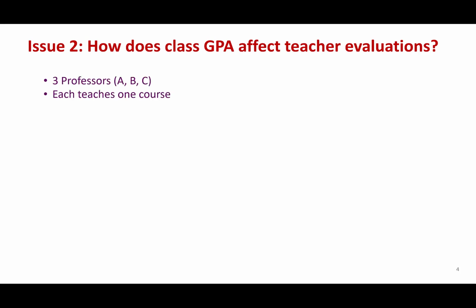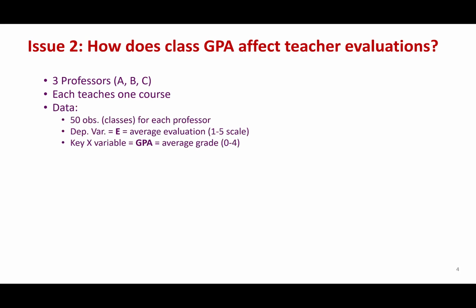Okay, so I created some notional data, and let's say that there are 3 professors we're evaluating. We'll call them A, B, and C. No relation to anyone we might know. And let's say that each of these 3 professors just teaches one course, just to make things as simple as possible. Okay, so I created some notional data, and in that data I created 50 observations for each professor.